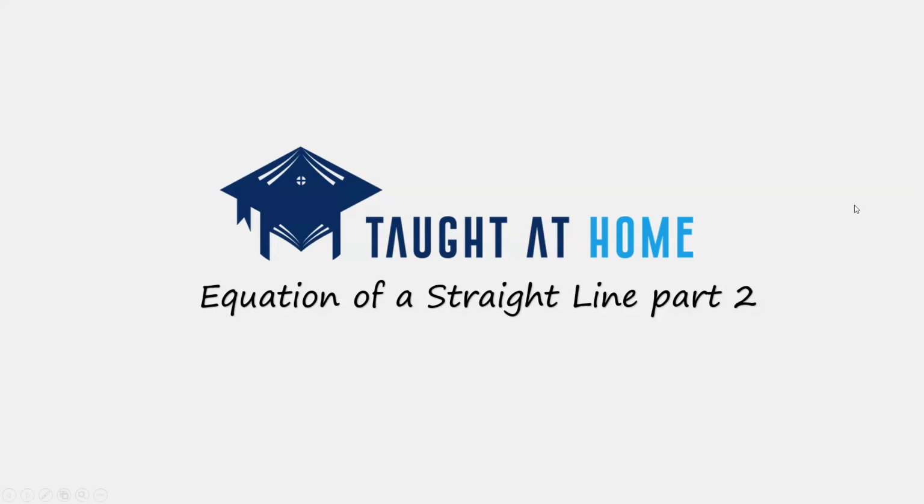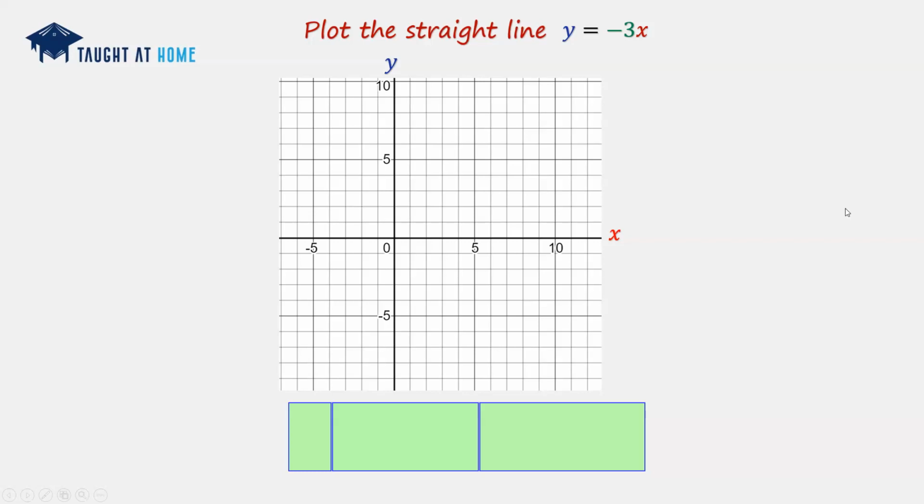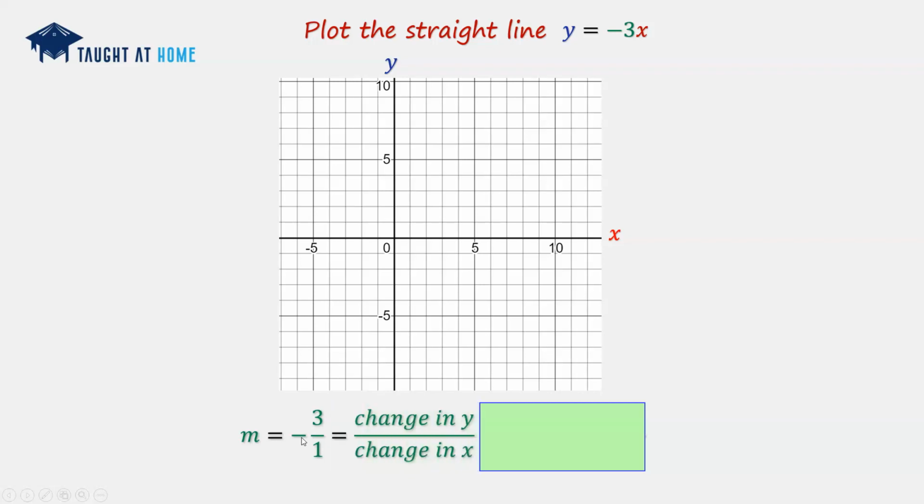Okay, let's have a look at some more examples of drawn straight lines. So let's plot the straight line y equals minus 3x. Now we have a negative gradient. So let's convert the gradient here into a fraction. So we've got minus 3 over 1. And we still remember this is going to be the change in y value divided by the change in x value. That the change in y value is negative.